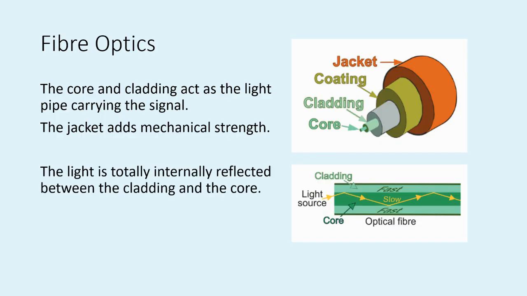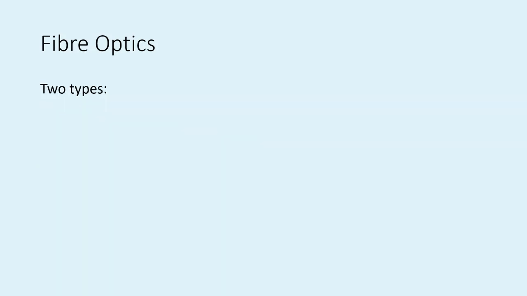So this is what happens. The light goes along, and at each boundary it totally internally reflects. So it goes all the way through. Do make sure that you've got both of these diagrams, particularly the second one, paying close attention to detail on that. There are two types of fiber optics.